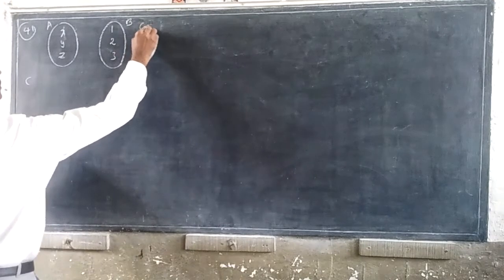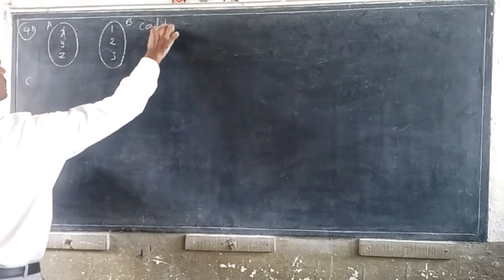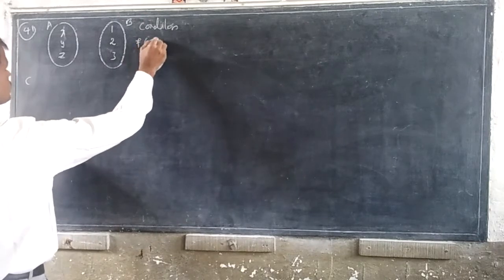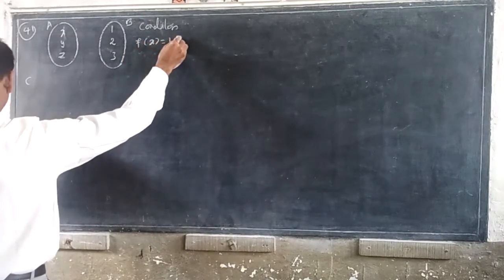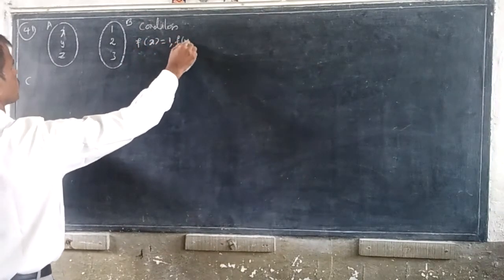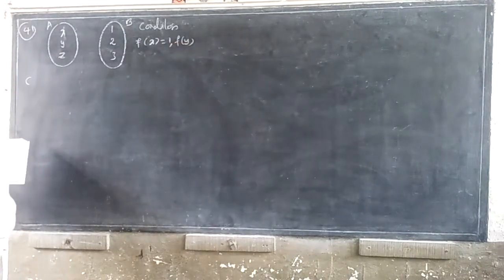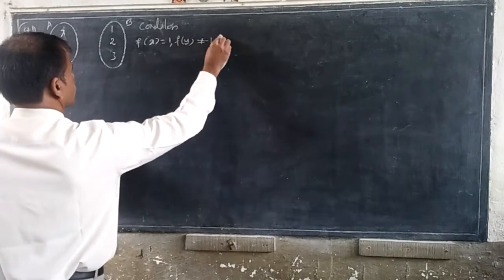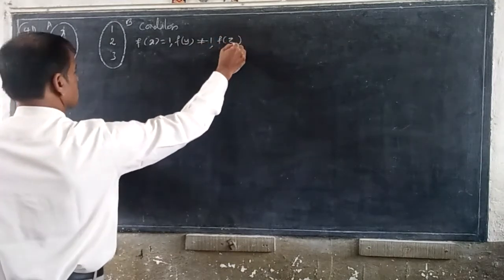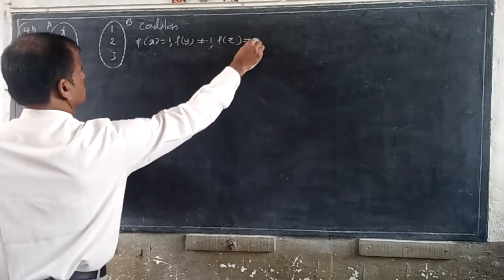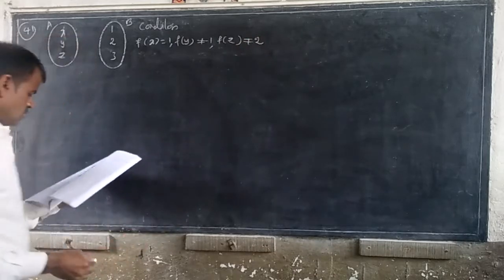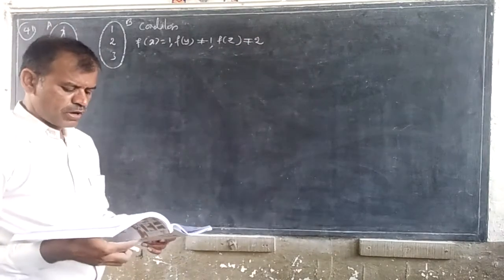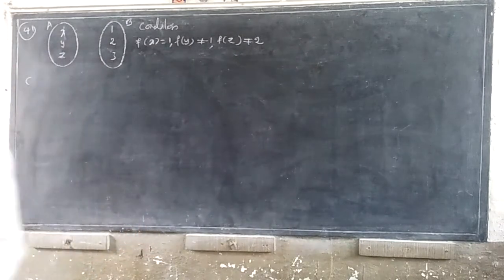Conditions here. Which one? f of x is equal to 1. f of y not equal to 1. f of z not equal to 2. Among the statements, one of the following statements is correct and the remaining are false.